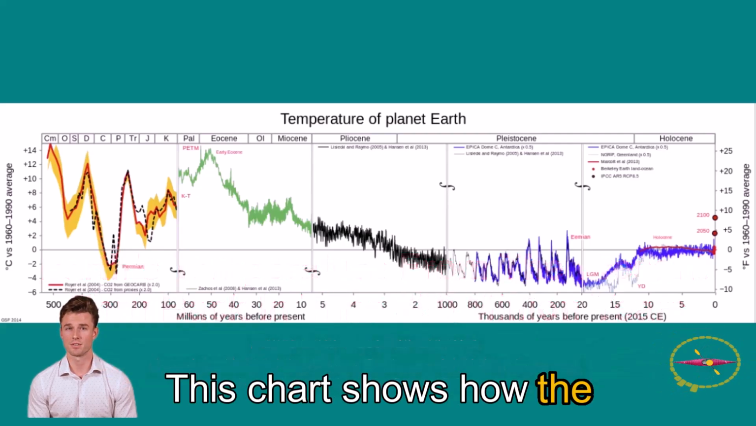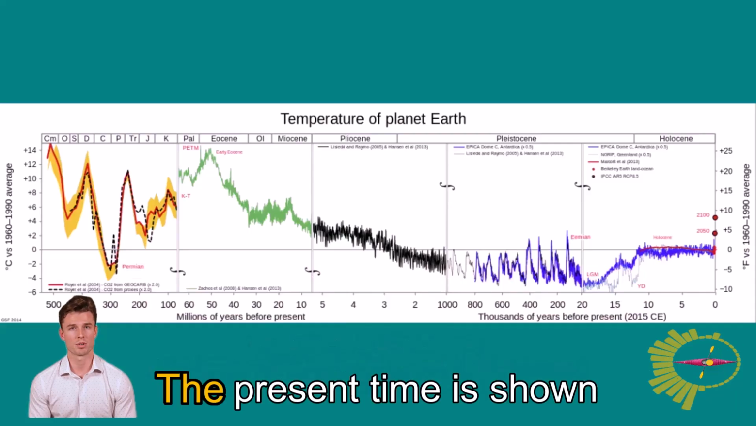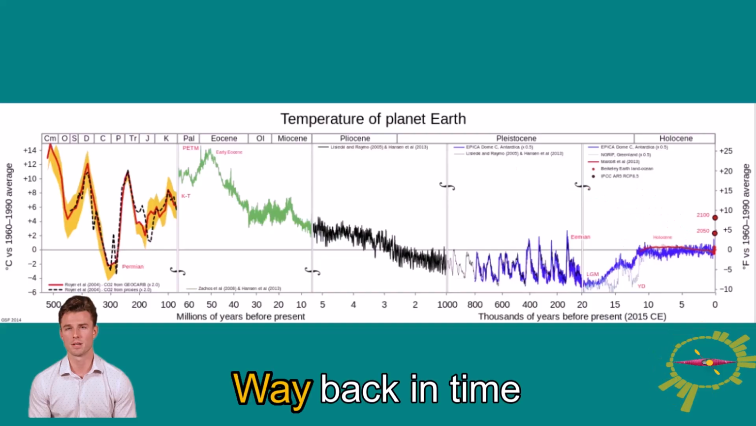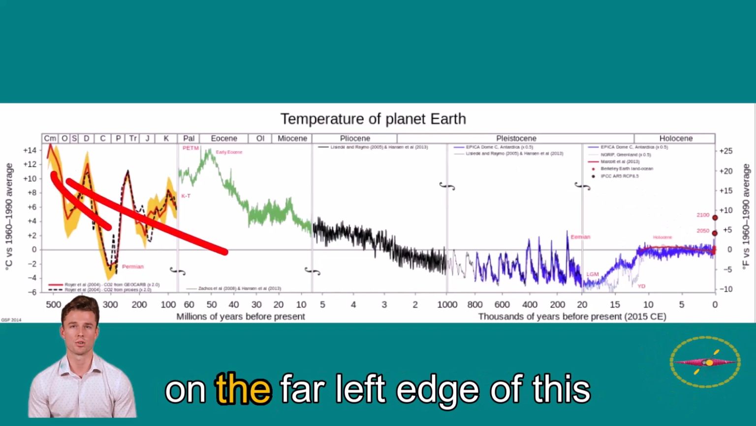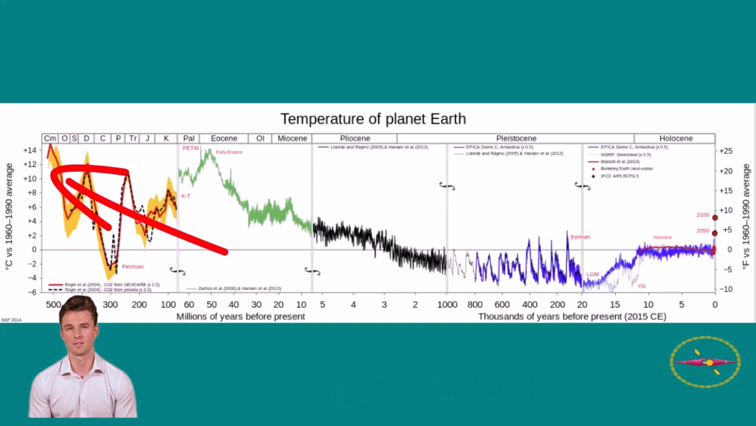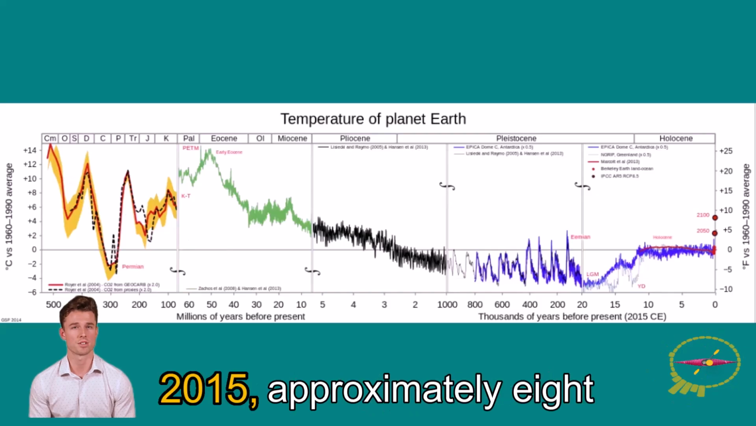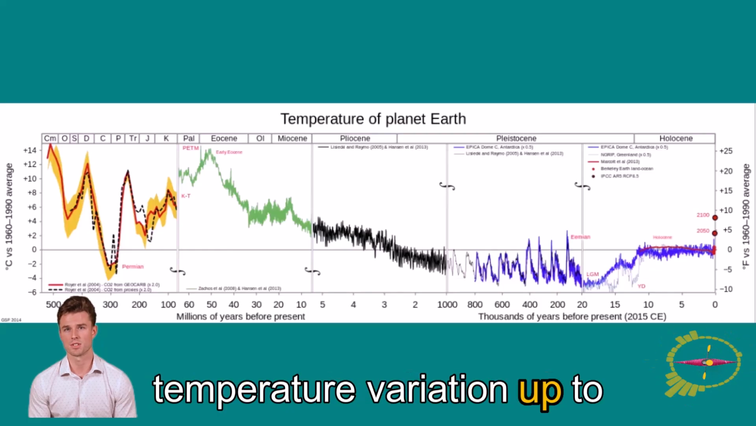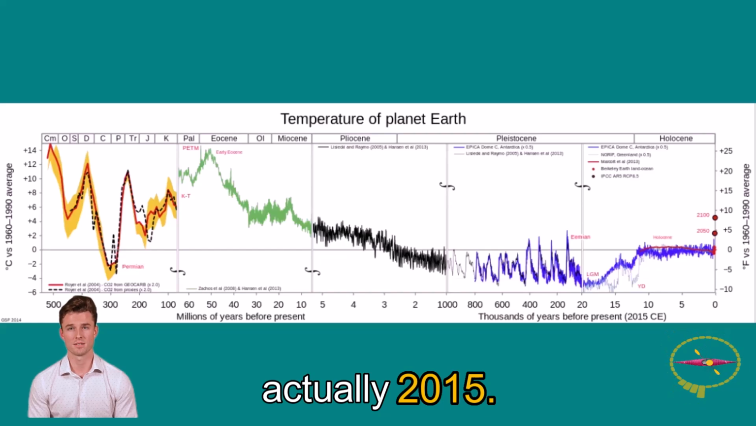This chart shows how the Earth's temperature has changed over geologic time. The present time is shown on the far right edge of the chart. Way back in time, approximately 500 million years ago, is shown on the far left edge of this chart. I will point out that this chart was actually produced in 2015, approximately 8 years ago. Although the chart depicts temperature variation up to the present date, in this case that is actually 2015.